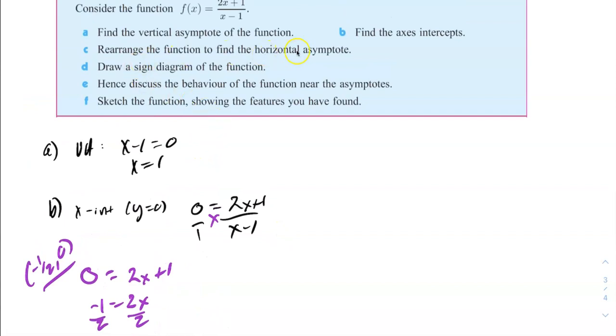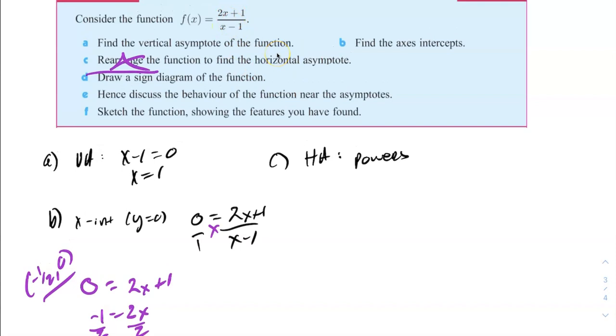Next, rearrange the function to find the horizontal asymptote. We do not need to do that. If you want to find the horizontal asymptote, we know how to find it. Look at the powers. What happens here? They're both the same. So in this case it's the ratio, top equals bottom, which means y equals the ratio.